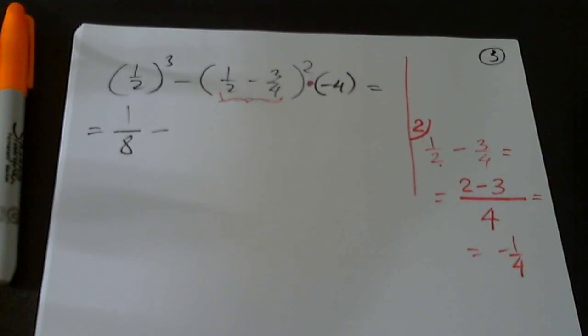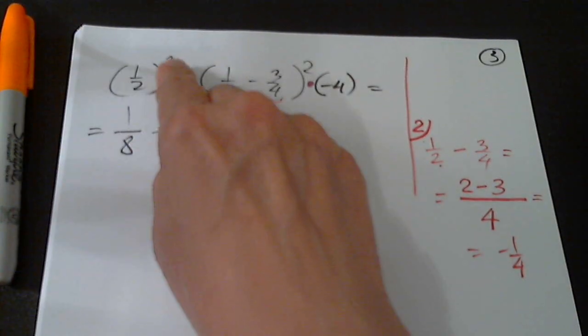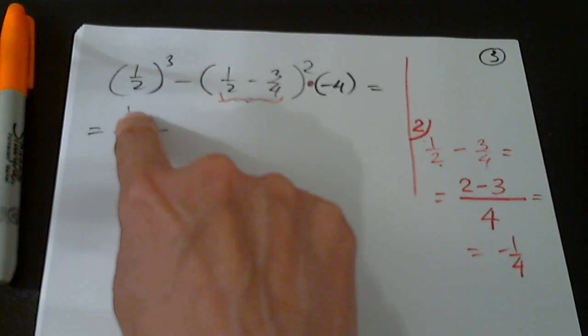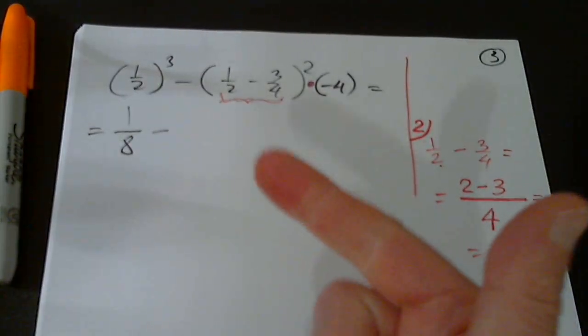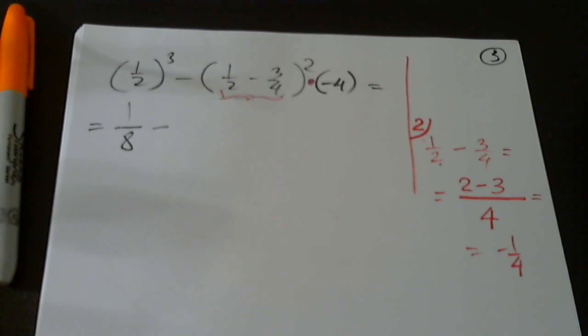Any questions? I'm confused. How did you get 1/8? 1 to the third. 1 times 1 times 1 is 1. 2 to the third. 2 times 2 times 2 is 8. Okay. We raise the numerator to the power and we raise the denominator to that power.